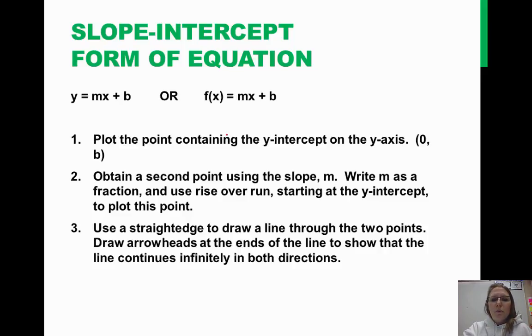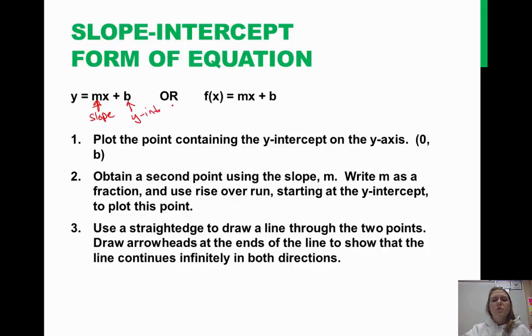The other form that we want to talk about for the types of lines is the slope-intercept form. And I talked a little bit about this at the beginning of the video. This is slope, and this is your intercept when x is 0, the y-intercept.